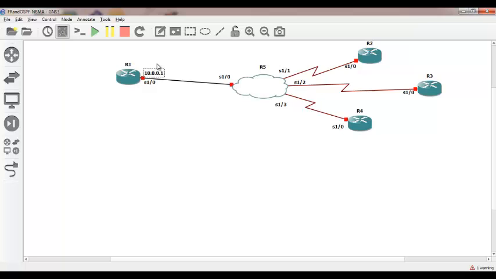10.0.0.1/24 mask, 10.0.0.2, 10.0.0.3, 10.0.0.4. And for checking whether the routes are learned from the sites, I'm going to have some loopbacks. Same will be also used as a router ID.